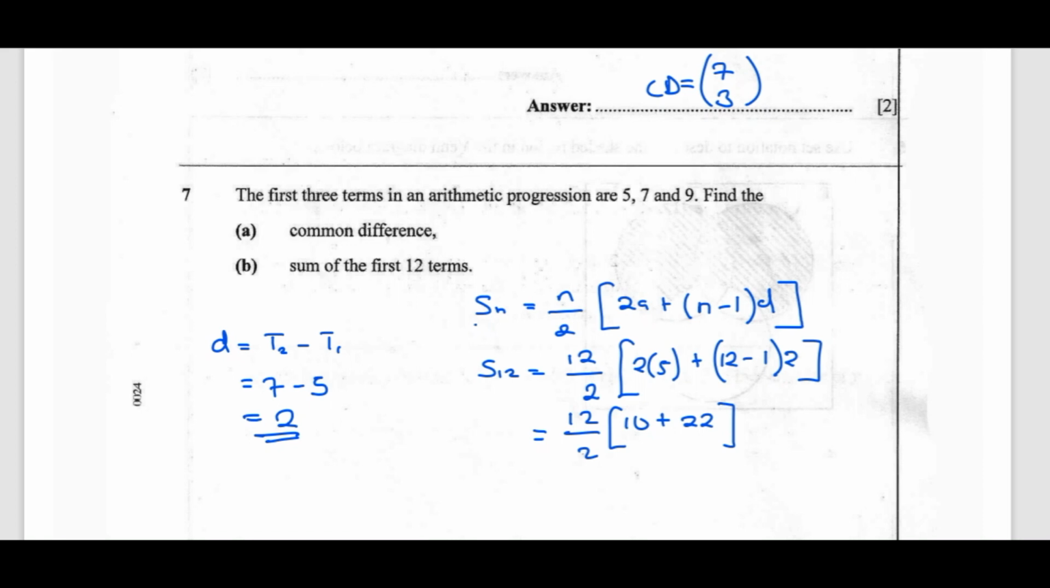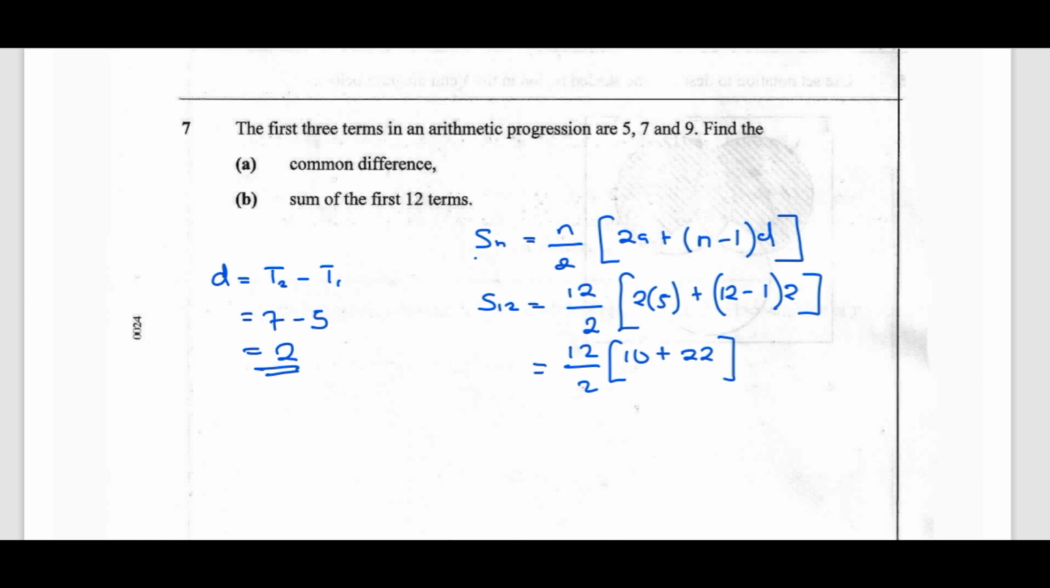Now, how do we calculate when you reach this stage? 10 plus 22, what are we going to have? We're going to have 32. When we reach this stage, we can reduce: 2 into 2 is 1, 2 into 32 is 16. Then you multiply 12 times 16. What are we going to have? 192. So that is the answer. The common difference is 2, and the sum is 192. So we can move.